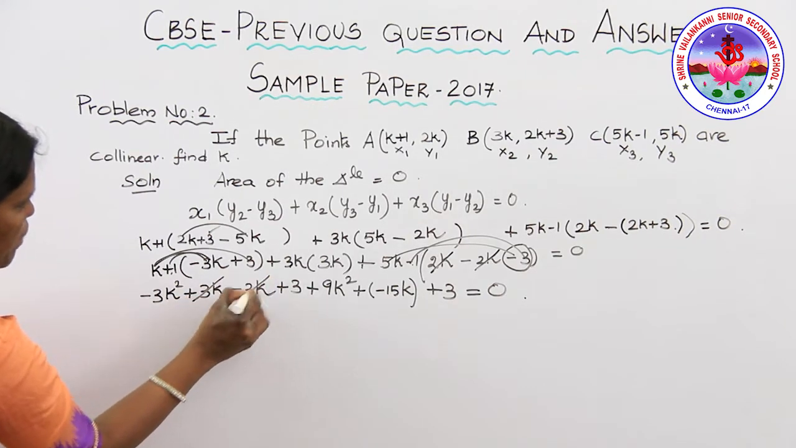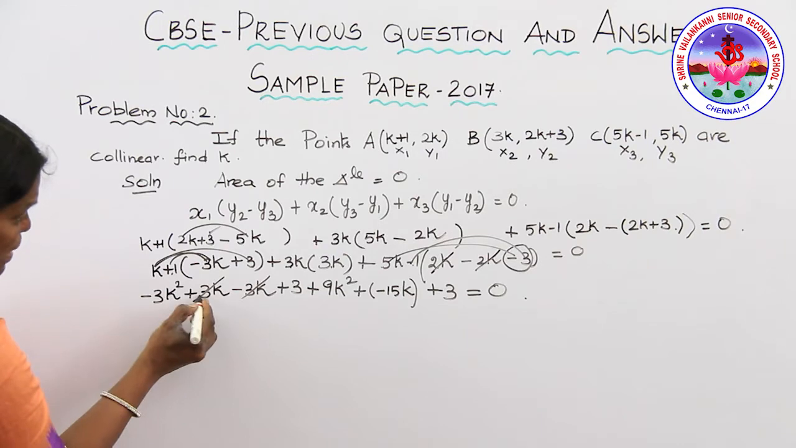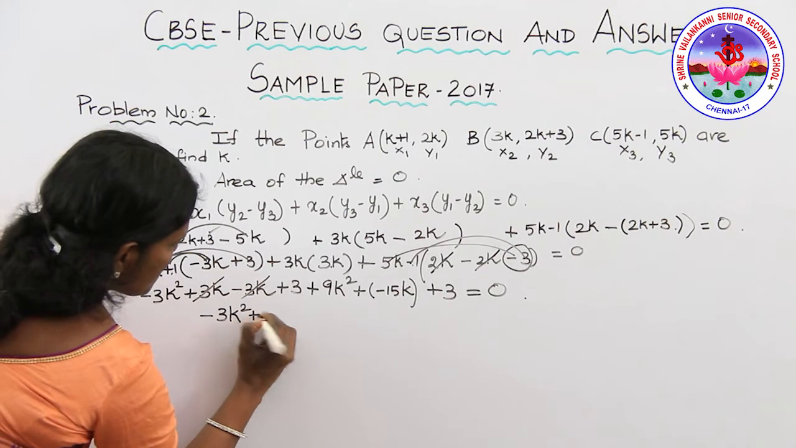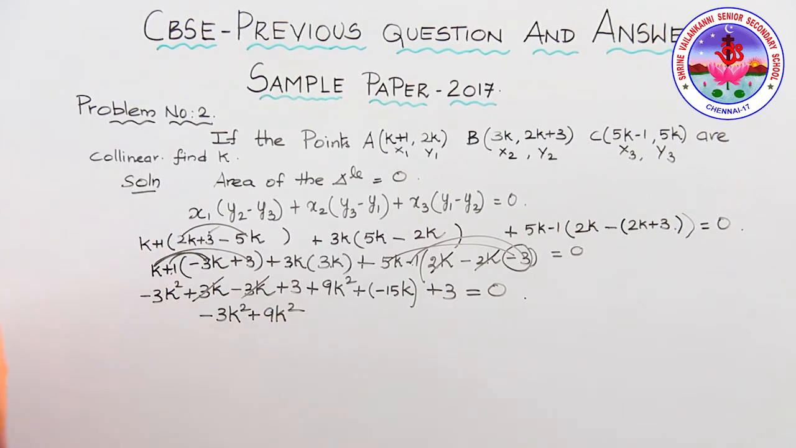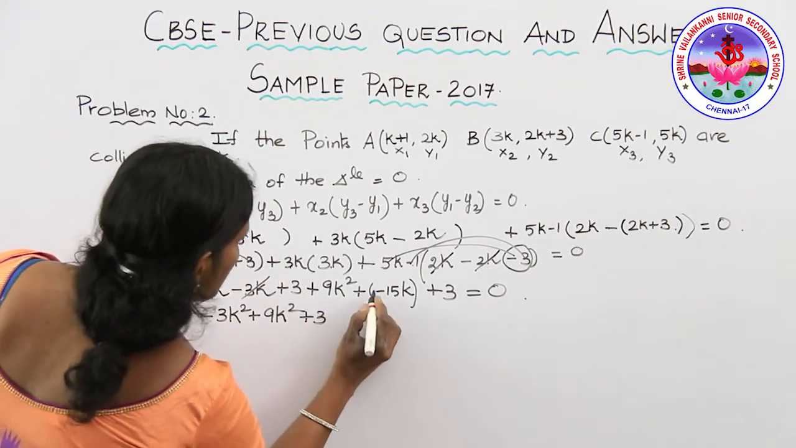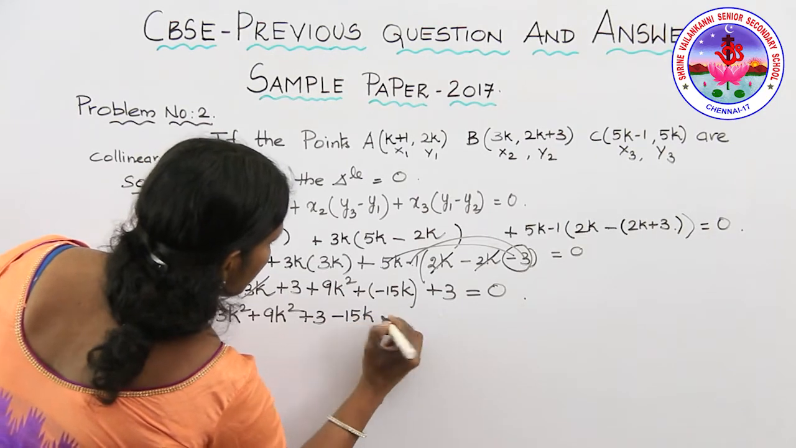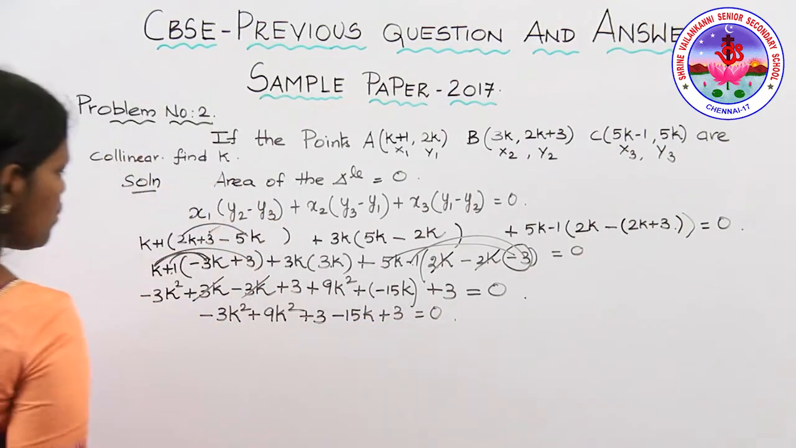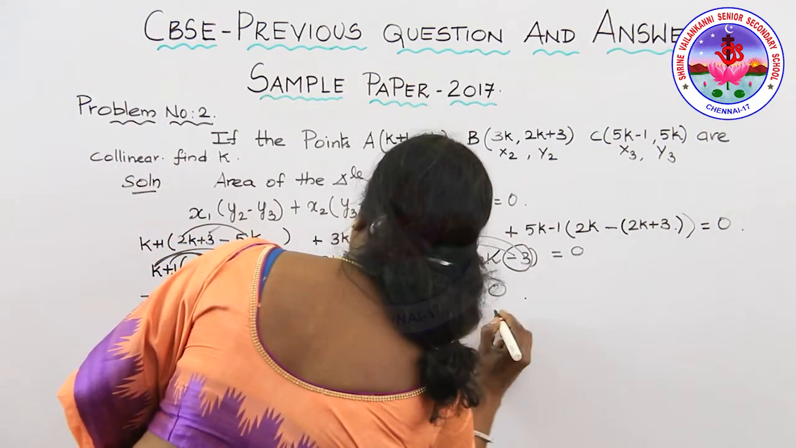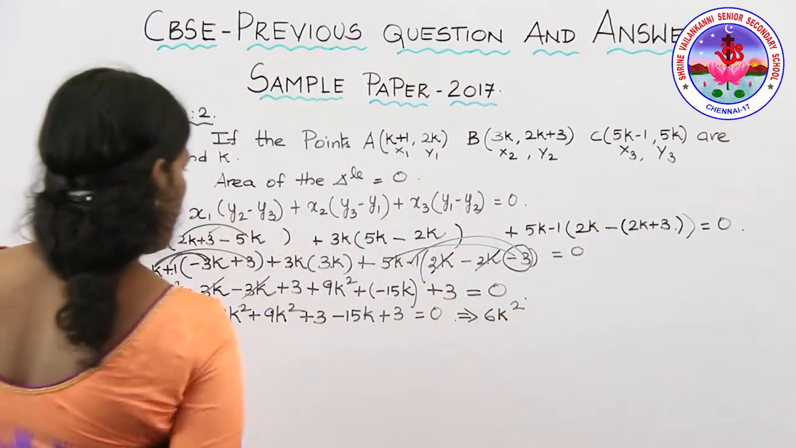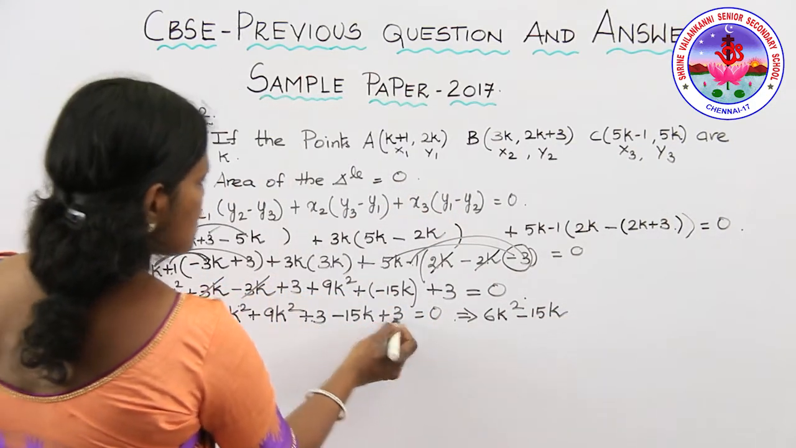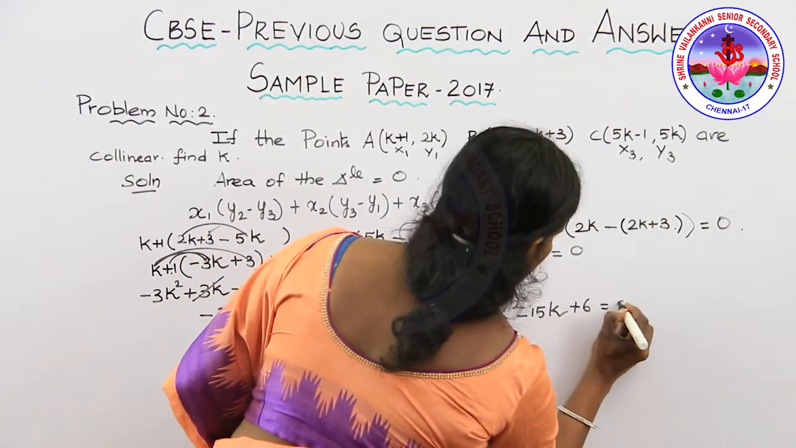First let us simplify plus k minus plus 3k minus 3k. Remaining I have minus 3k squared. So I'm just clubbing together minus 3k squared plus 9k squared, the like terms together. Plus 3 plus into minus, minus 15k, again plus 3 is equal to 0. So here I have minus 3k squared plus 9k squared, which becomes 6k squared, and minus 15k plus 3, it becomes plus 6 is equal to 0.